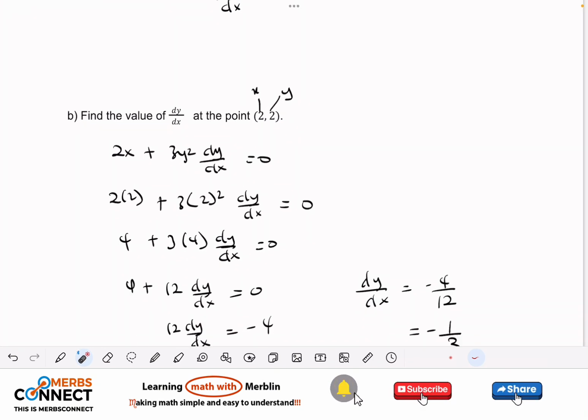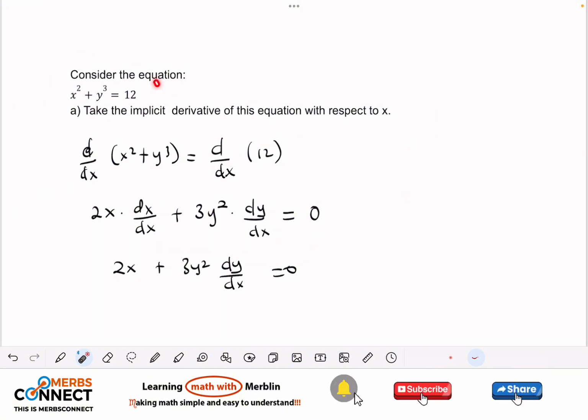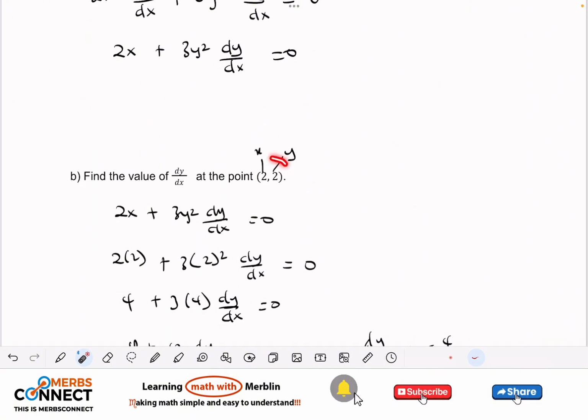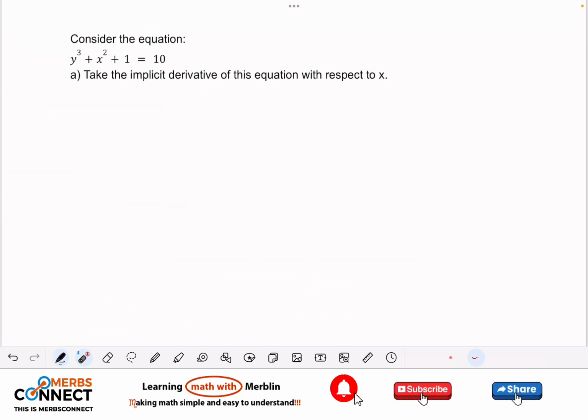Yes. Now let's take a similar example, but with a different function and different components here. Right now you know how to do it. So the same idea: implicit differentiation with respect to x.